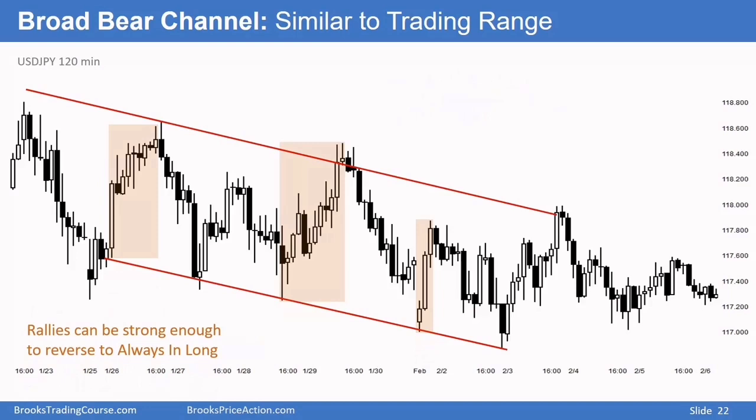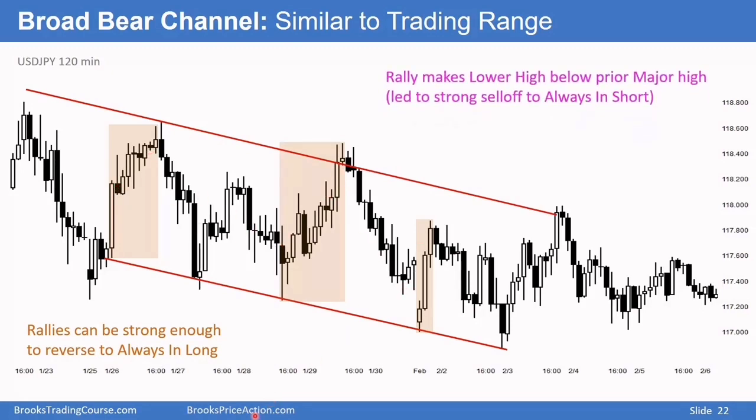Another characteristic of a broad bear channel, the reversals up are often strong enough to make the trend always in long, here, here, here. However, as strong as the rallies are, they're still largely making lower highs. This rally went above that high, but not above the top of this strong bear breakout. And the reversals down led to new lows. So it's predominantly lower highs and lower lows, even though there's a lot of overlap, even though the market is often always in long, and even though it does go above some of the prior lower highs. It's still mostly lower highs and lower lows.